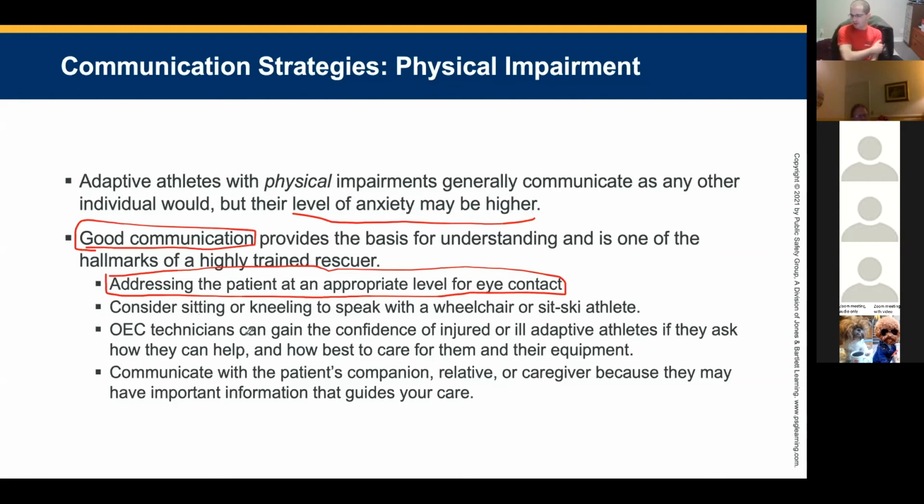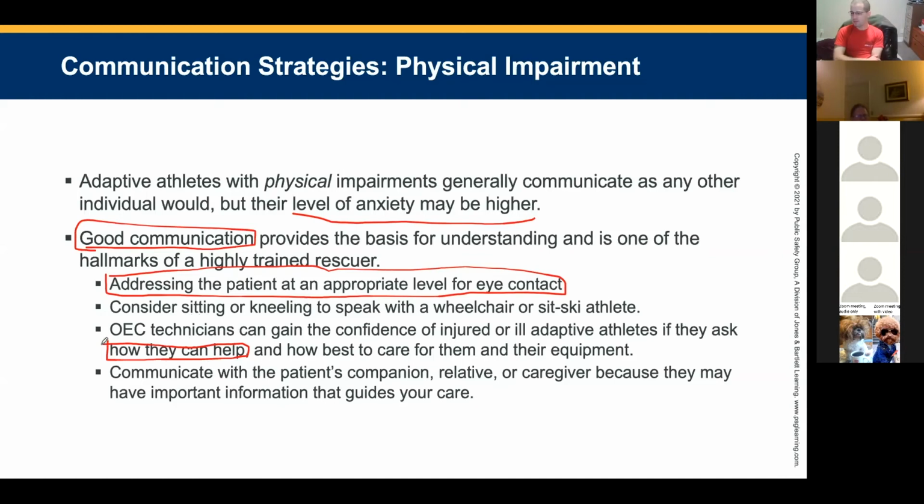OEC technicians can gain the confidence of an injured or ill adaptive athlete if they ask how they can help and how best to care for them and their equipment. This one's really big. Asking individuals, how can I help you? Or, do you want help? Or what's the best way to assist you with whatever the case may be?